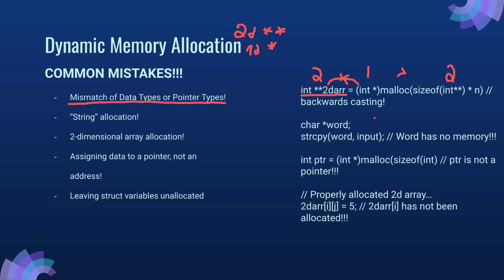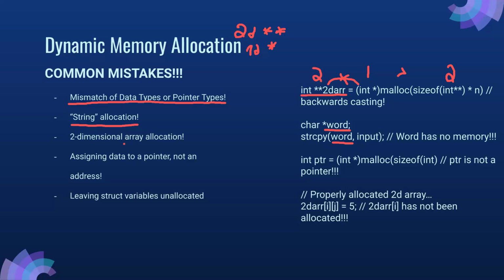Another thing that comes up a lot in these problems is allocating strings, right? If we have a character pointer in any type of struct, that means that we are getting a word, a string. But the issue with this is that there is no memory allocated to this character pointer yet. And so what happens sometimes is you'll string copy into a pointer that basically has no memory. This word has no memory. The string copy operation will not work here.